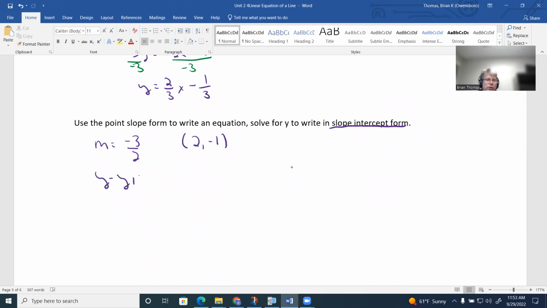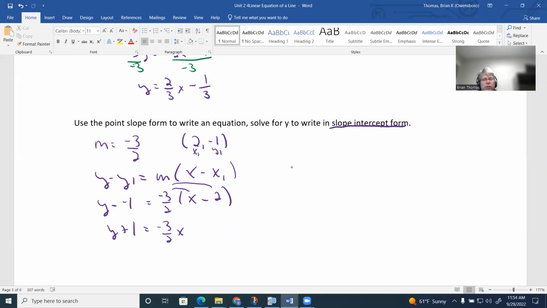So y minus y1 equals m times x minus x1. So remember, the 2 is going to be the x1, the -1 is going to be the y1. So this becomes then y take away -1 equals -3/2 times x minus x1, which is 2. So that's how we have this double negative over here. That's going to be y plus 1. Here we have to multiply the -3/2 through the parentheses. -3/2 times x is going to be -3/2 x. And you multiply -3/2 times -2, the 2 and the 2 will divide out, and a -1 times -3 is going to actually be a positive 3.